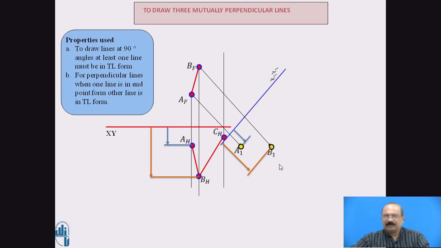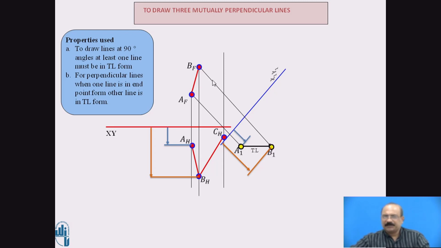Now you are expected to join the A1 B1 points. Now you have to join A1 B1. An important thing to remember in this one is that A1 B1 is a true length. A1 B1 is a true length.